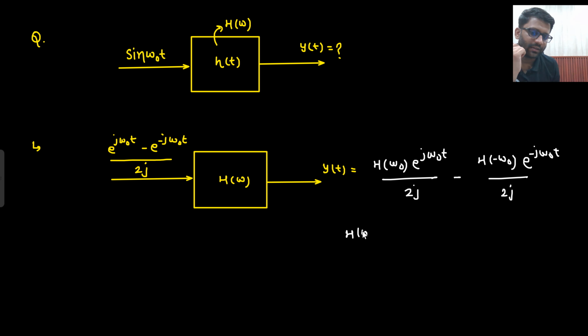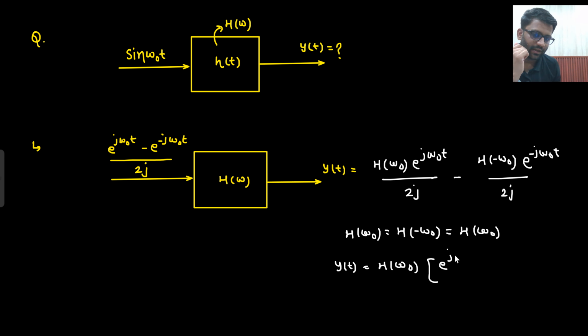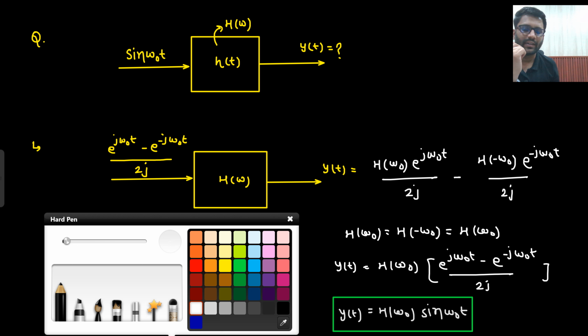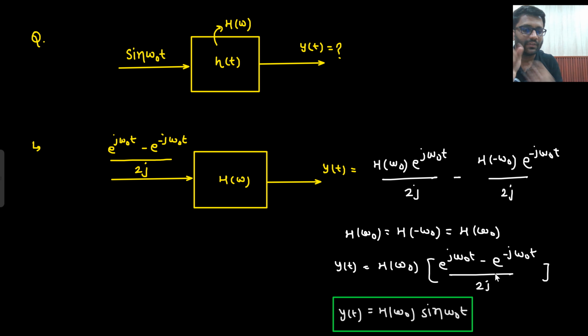Now if h of omega naught is equal to h of minus omega naught, then what will happen? This I am calling h of omega naught only. Then h of omega naught I can take common, and here what will I be left with? E to the power j omega naught t minus e to the power minus j omega naught t divided by 2j. So what you are getting? H of omega naught sin omega naught t. So this is the answer y of t you are getting. So your answer y of t is h of omega naught sin omega naught t. But with the condition, this is the condition. Otherwise, what is the output?